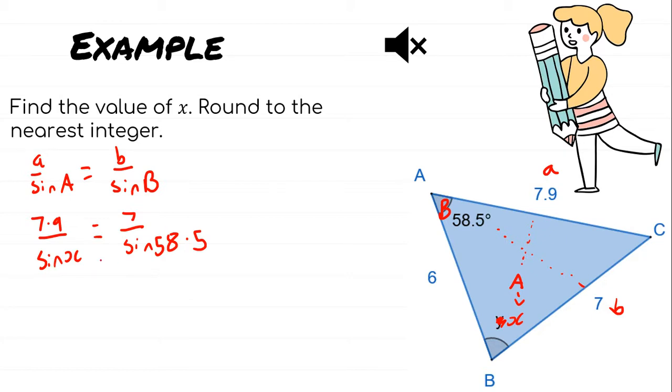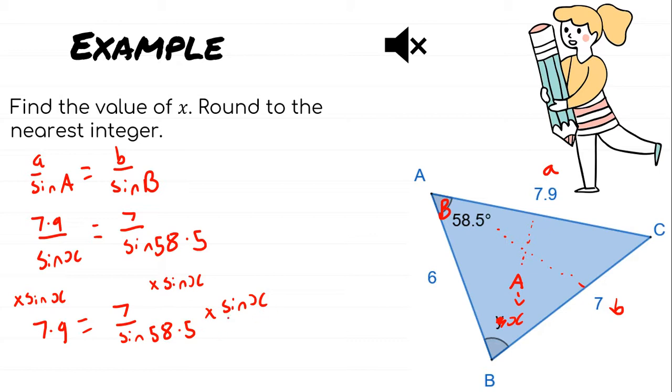Okay, so now what we need to do is rearrange this to get x by itself, or really to get sine x by itself first of all. I don't want you to panic too much about this. If you ever end up in a situation where you've got x as the bottom of a fraction, a fairly useful thing to do is just to times both sides by the denominator. So let's times both sides by sine x. What we're going to end up with is 7.9 is equal to 7 over sine 58.5 times sine x.